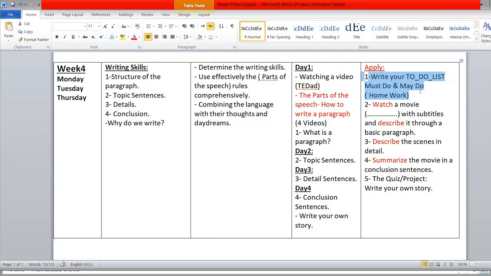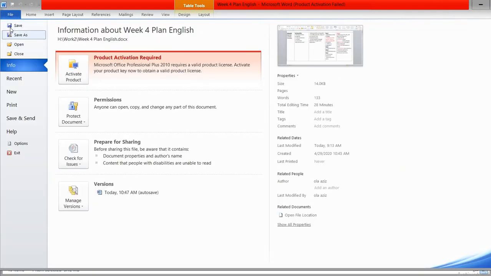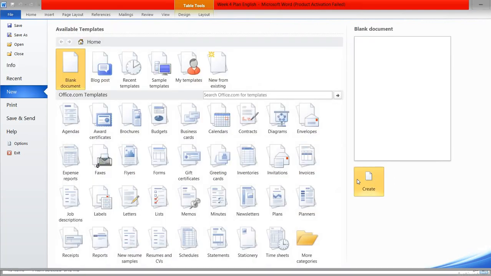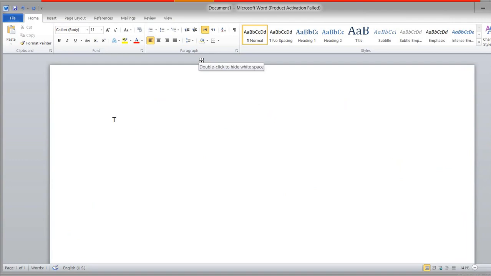What to-do list? Well, to-do list means the things that you must do or the things that you may do. I want you to get on Word and write here, to-do list, and then you would write, I must organize blah blah blah. This is a sentence, for example.